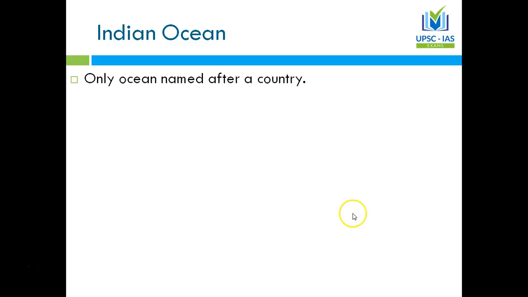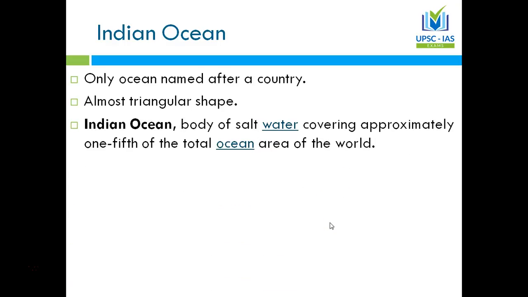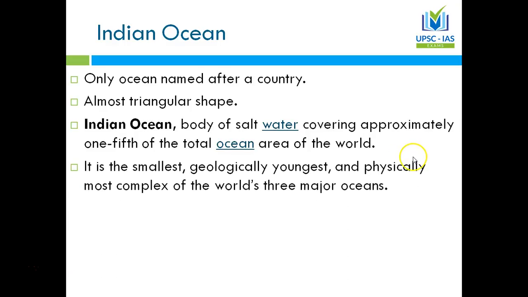This is the only ocean that is named after a country, and that is after our country India. It is almost triangular in shape. Indian Ocean is a body of salt water covering approximately 1/5 of the total ocean area of the world. It is the smallest, geologically youngest, and physically most complex of the world's 3 major oceans. We are not taking Arctic Ocean into consideration. We are only talking about Pacific, Atlantic and Indian Ocean.